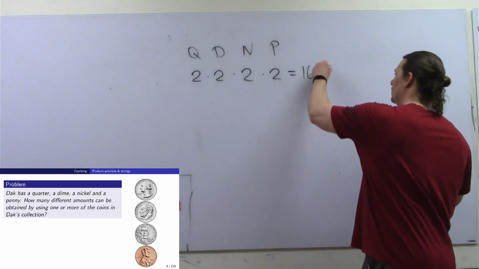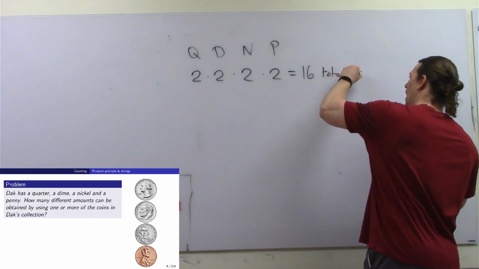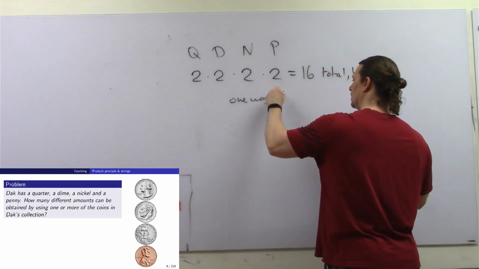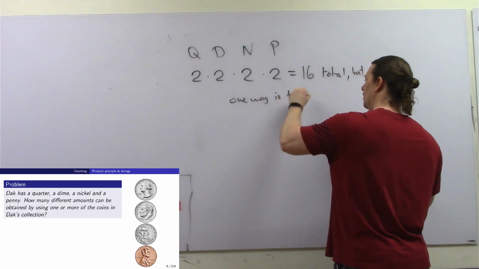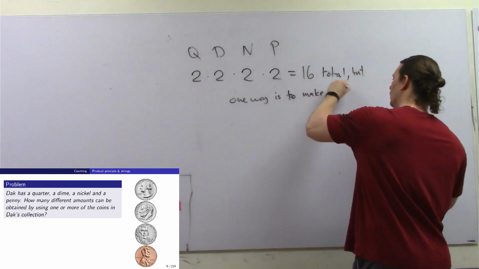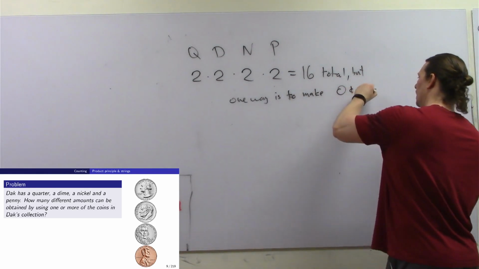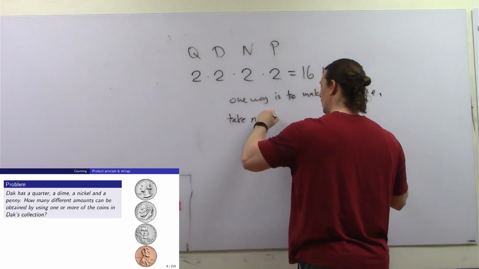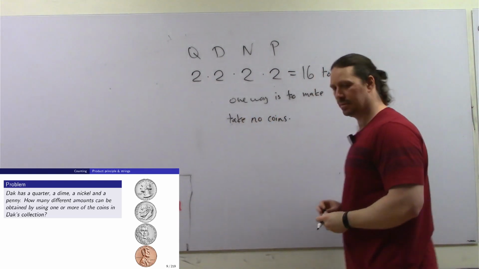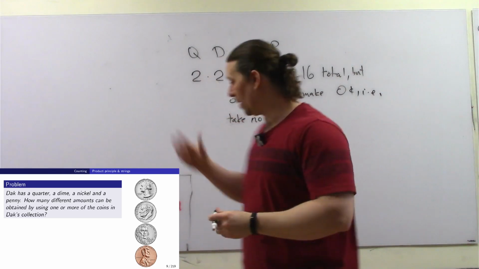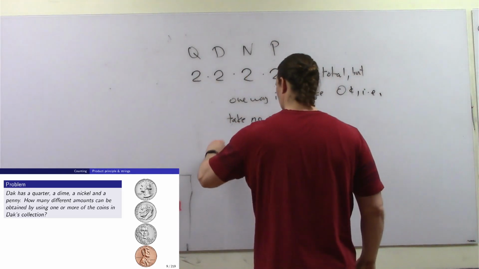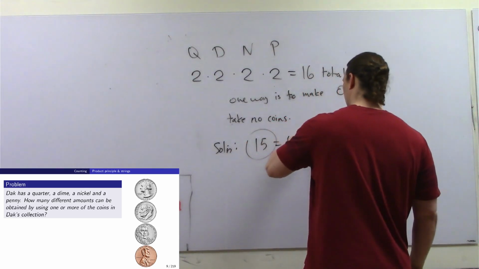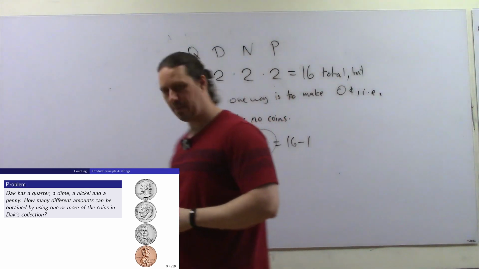So there's 16 total, but one way is to make 0 cents, right? I.e. take no coins. But the problem takes at least 1 coin, so we need to throw away that option. So this actual solution, I'll just write it like this, is 15, right? Which is, well, 16 minus the 1 bad one, okay?